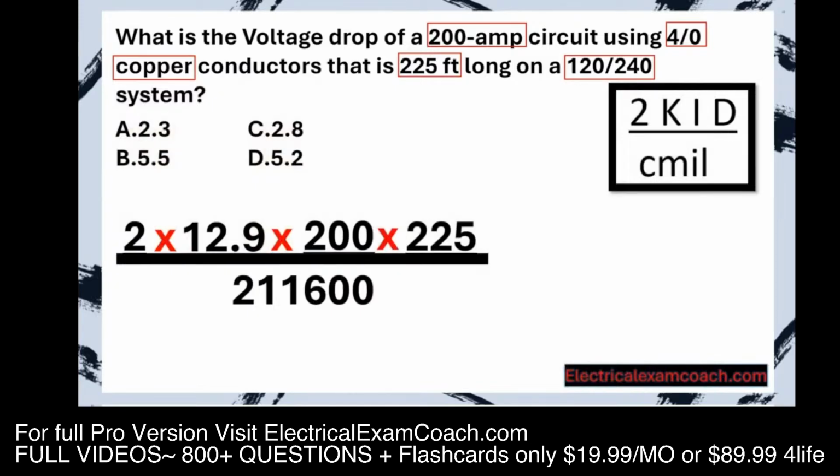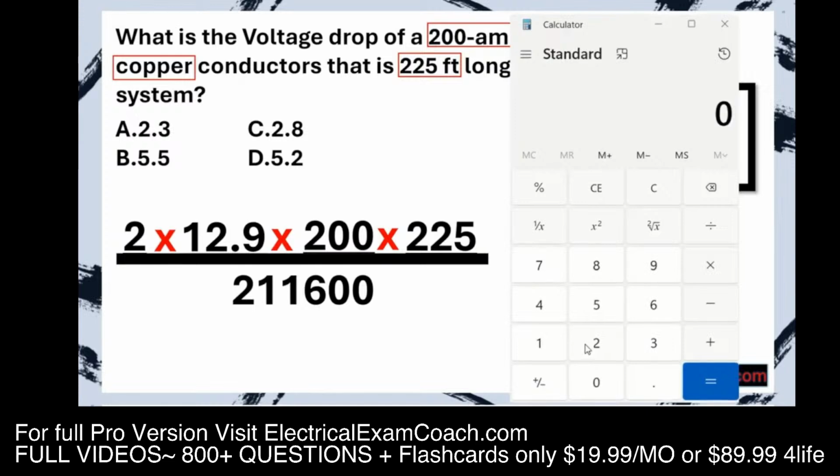Now all we have to do is go to our calculator and plug it in. And all we have to do is plug in our values. We take 2 multiplied by 12.9 multiplied by 200 multiplied by 225, and then we divide that by 211600. And it's as simple as that. That lets us know that we have a 5.48, which we would round up to 5.5 voltage drop on this circuit. And we select B. Great job.